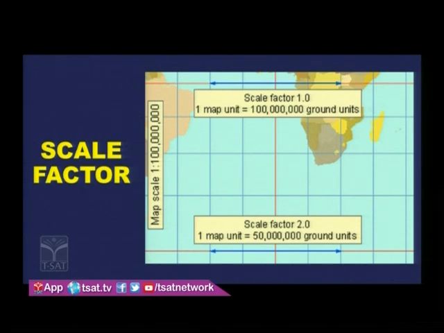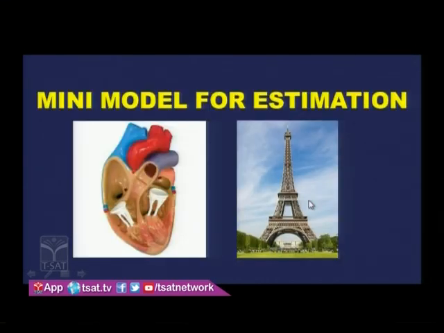So here in this map also, one map unit is equal to some 100 million ground units is taken and the graph is drawn. And not only in drawing graphs, for making the mini model of Eiffel Tower or Charminar, Taj Mahal, all this we can use the scale, an appropriate scale we take and make the mini model for estimation.